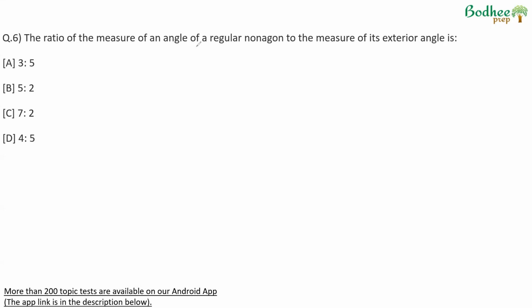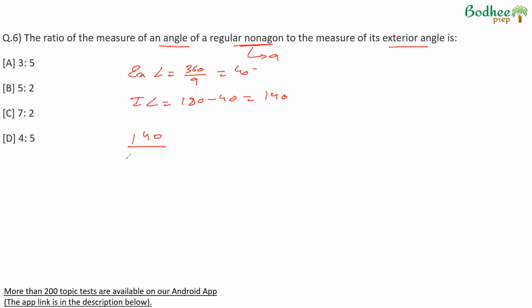The ratio of the measure of an angle of a regular nonagon to the measure of its exterior angle. Nonagon means 9 sides. So the exterior angle here will simply be 360 by 9, which is 40 degrees. Therefore the interior angle will be 180 minus 40, because interior angle and exterior angle add up to 180. So the required ratio of the angle of a regular nonagon, 140, to the measure of its exterior angle, 40. Divide by 20, the ratio comes out to 7 by 2, option C.